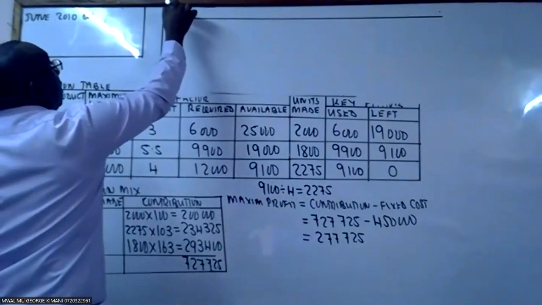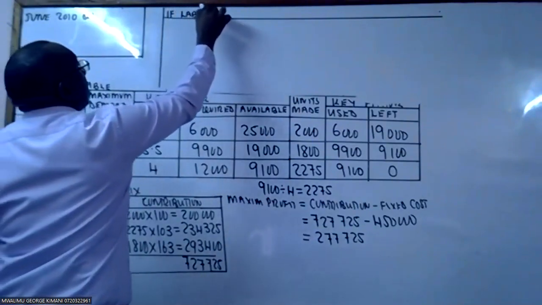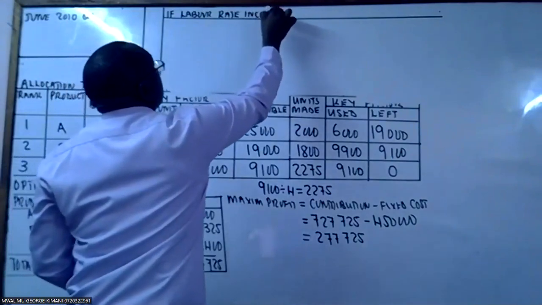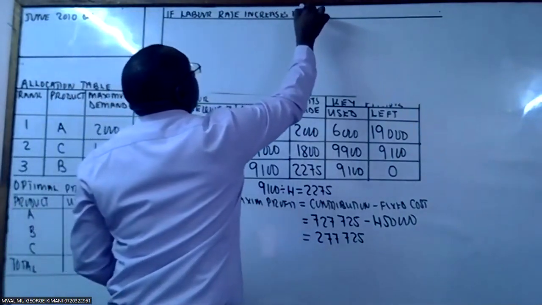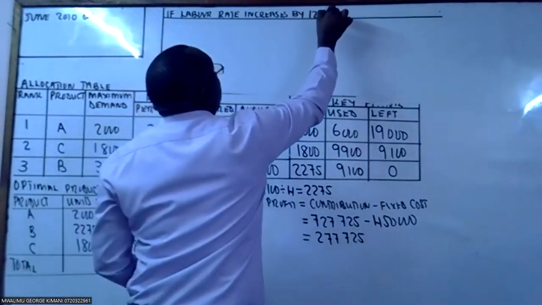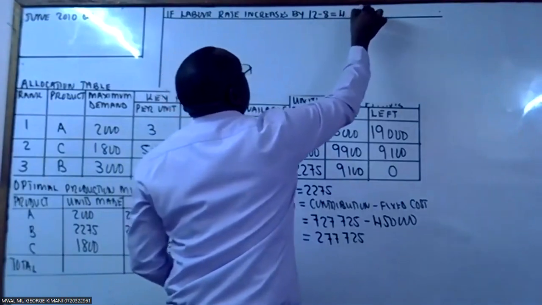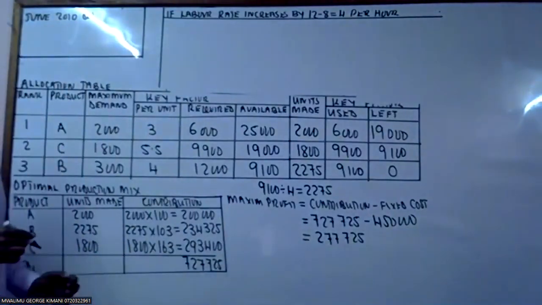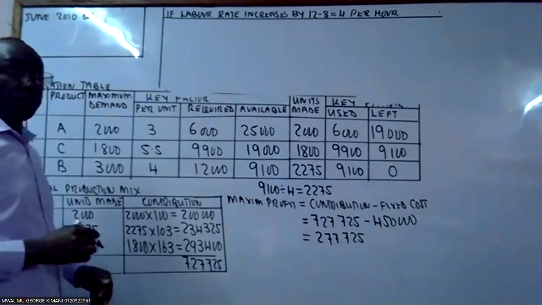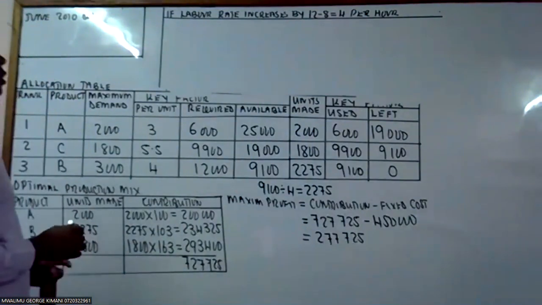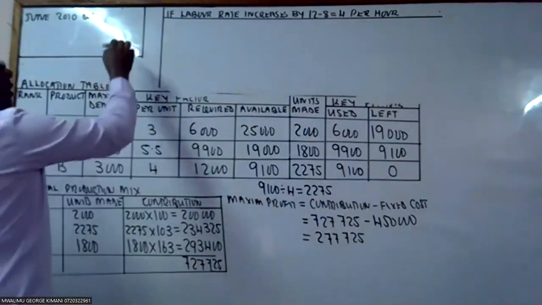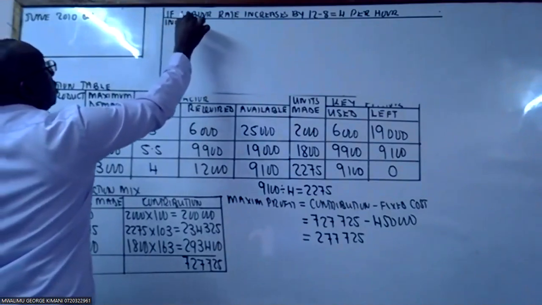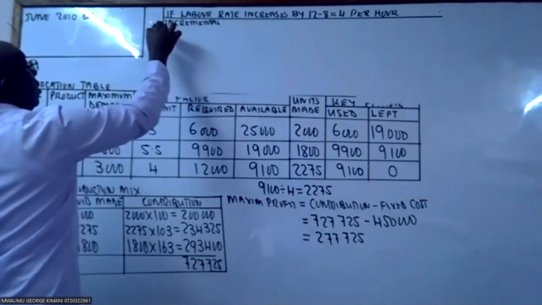If labor rate increases by 12 minus 8, which is 4 shillings per hour, we will have incremental labor costs.